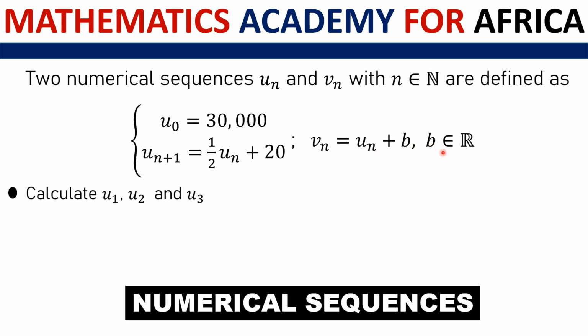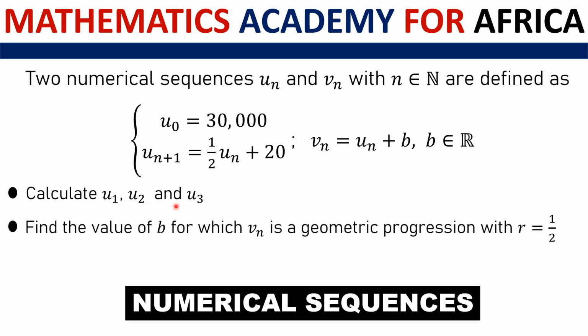The first question is asking us to calculate the values of u1, u2 and u3. The second question is asking us to find the value of b, for which vn is a geometric progression with common ratio r equal to half. And the last question is asking us to express vn and un in terms of n.